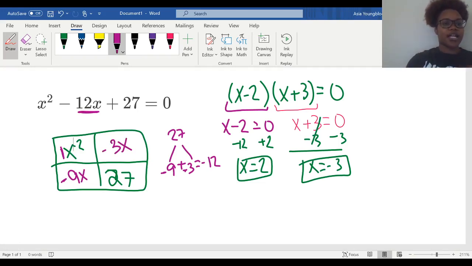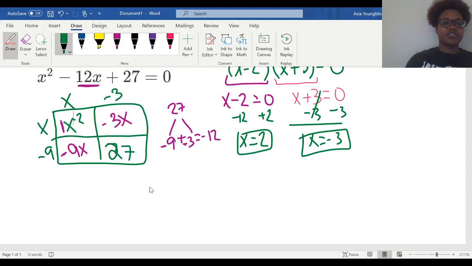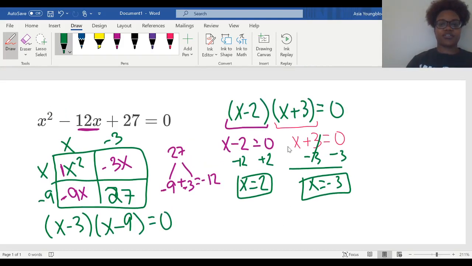Okay, so now we can go ahead and factor this. So we're going to have x's here, right? X times x is x squared. X times negative 3 is negative 3x. And x times negative 9 is negative 9x. And to check it, we can see negative 9 times negative 3 is positive 27. So we factored our expression to x minus 3 times x minus 9 equals 0. So now we're going to solve it just like we solved this one. Let me just mark that this is an example.